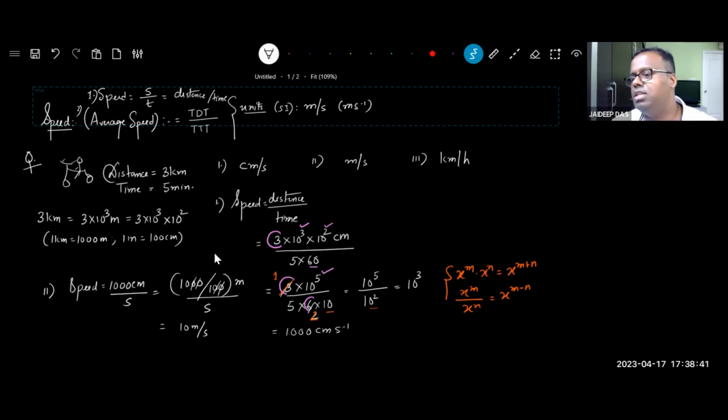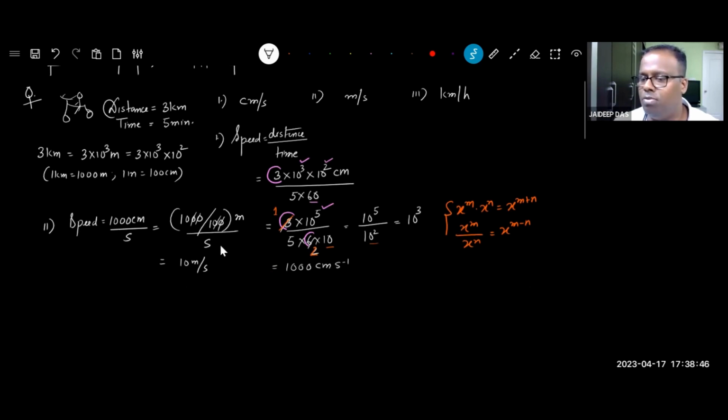Zoe, did you understand this? Centimeter to meter, this part? Okay. And the third part, we will use our beautiful formula that we have. We are asked to find speed in kilometer per hour. We know 1 kilometer per hour is equal to 5 by 18 meters per second.